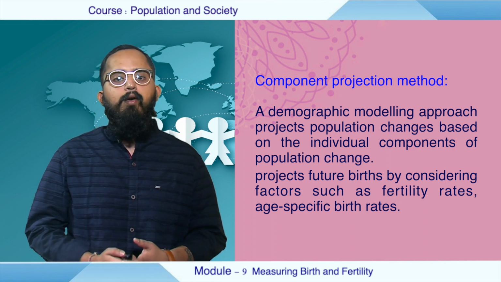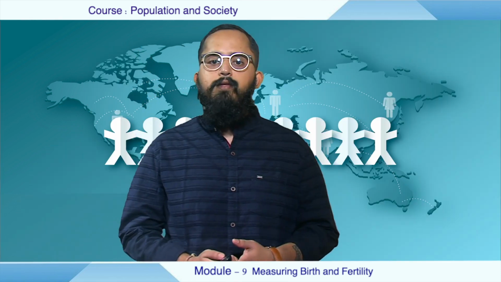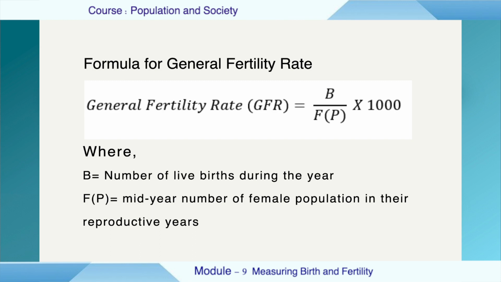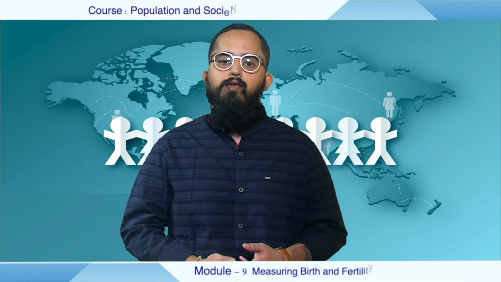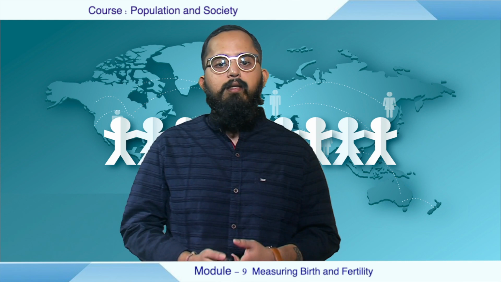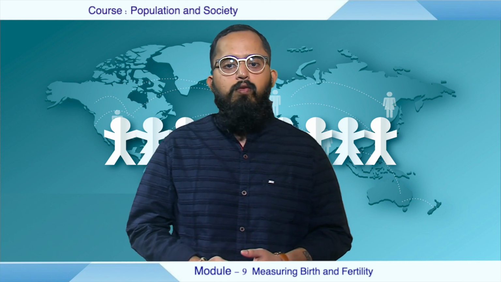As you can see from the screen, the general fertility rate can be calculated by finding out the ratio between the number of live births during the year, which is represented by B, over the mid-year number of the female population in their reproductive years. Now usually the reproductive age is considered to be between 15 and 45.